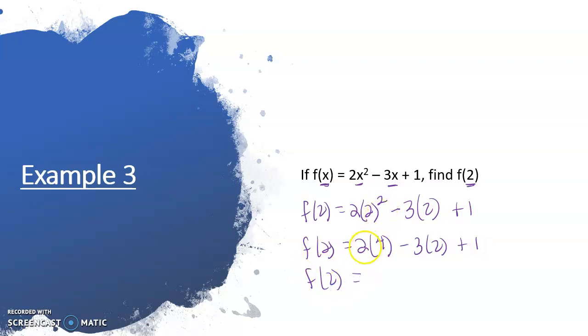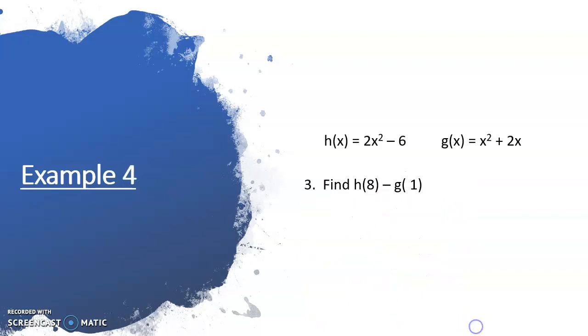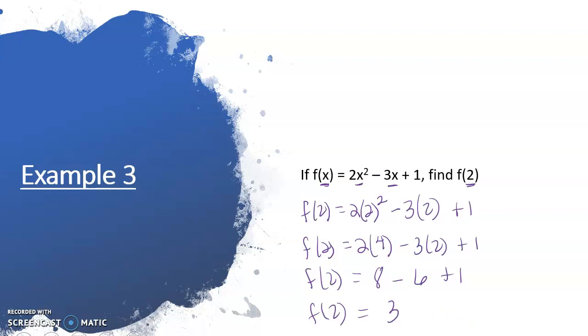All right, so 2 times 4 is 8, negative 3 times 2 is negative 6, and then plus 1. So 8 minus 6 is 2, plus 1 is 3. So f of 2 is 3. And I didn't say it, but you can use calculators if you need to on this standard. This is a calculator standard.